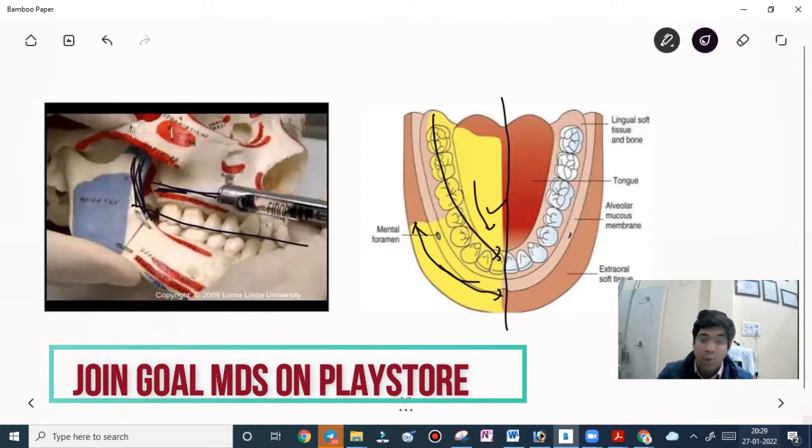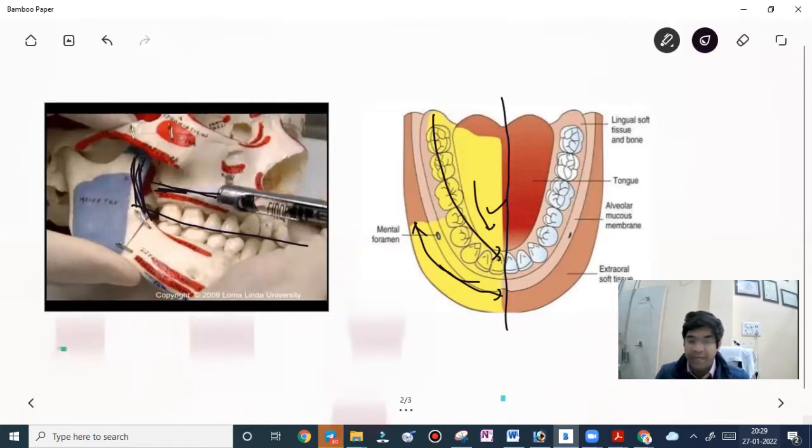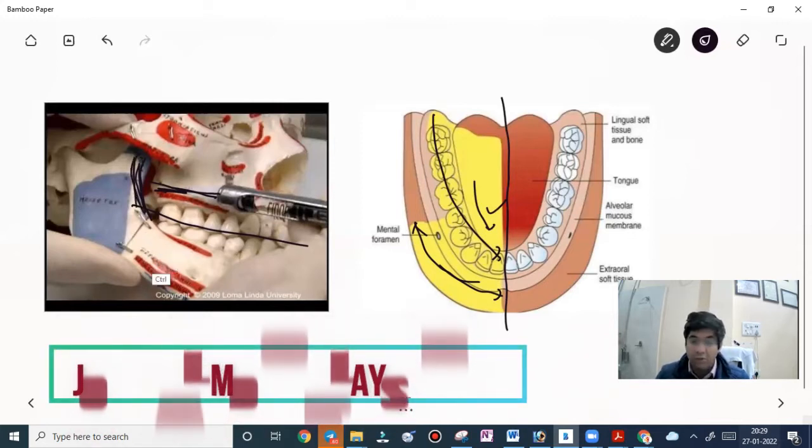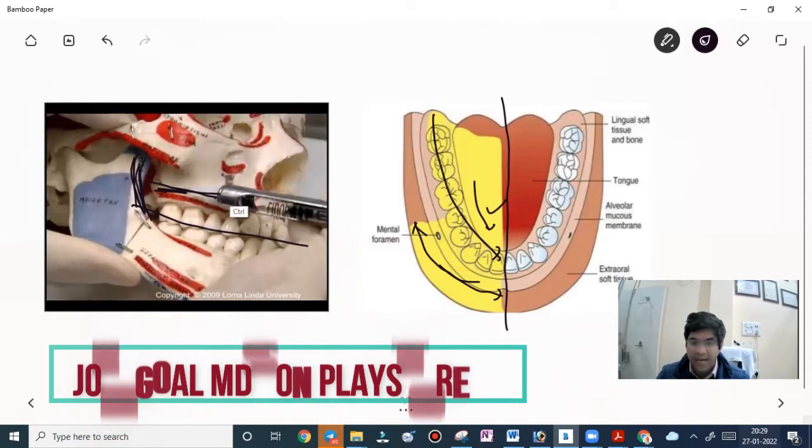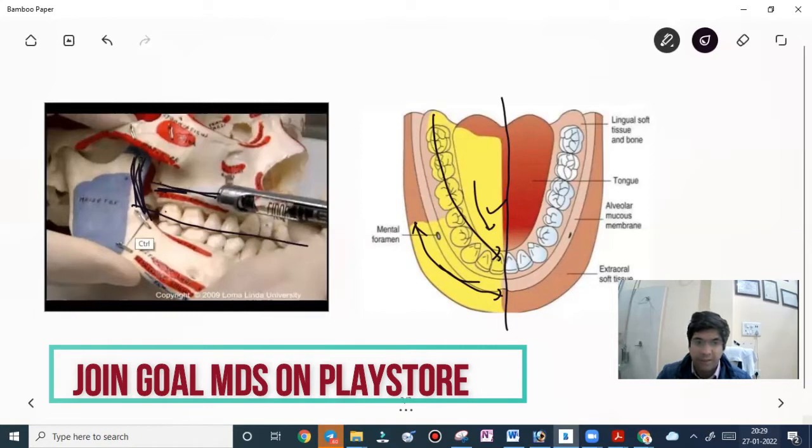Now, what is the area of needle insertion? So you have to hold the syringe at the height of mucogingival junction above the maxillary third molar. So it is indicated in cases where there is limited mouth opening. So that is important for your entrance exam.